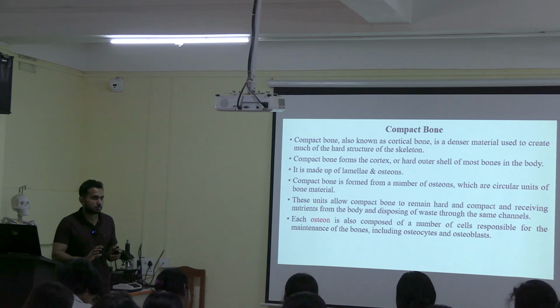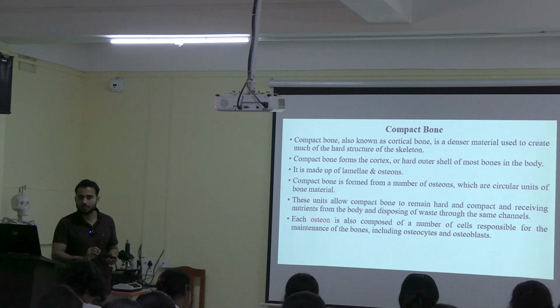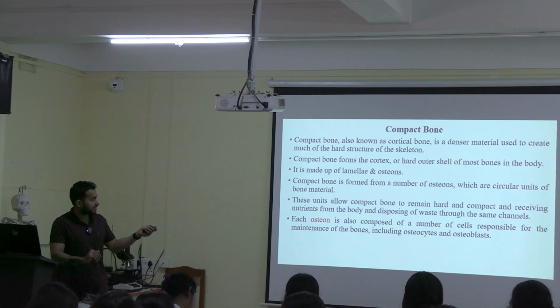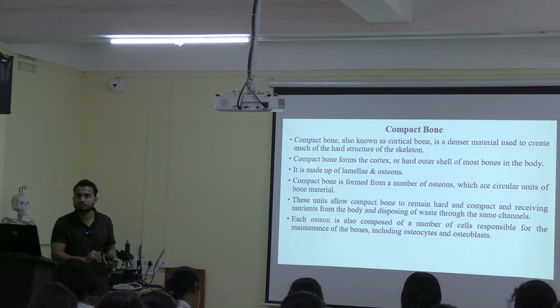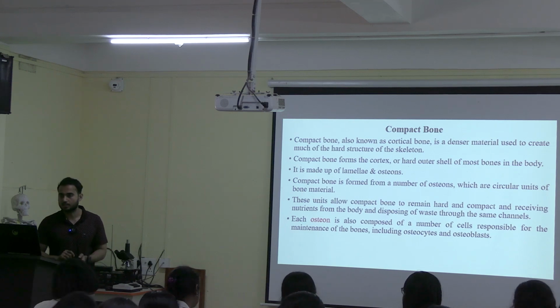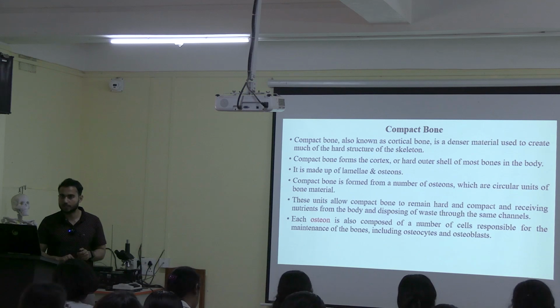So you have to know what are lamellae and what are osteons. Today you have to know what are osteons and what are lamellae. But please keep in mind, these osteons and lamellae are present in the compact bone. Because of this lamellar arrangement and these osteons, the compact bone becomes harder. And I have shown you the outer part of the bone is made up of compact bone.